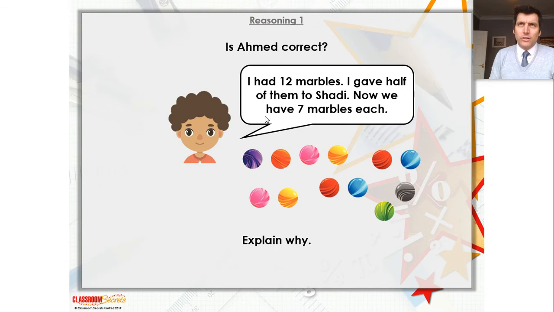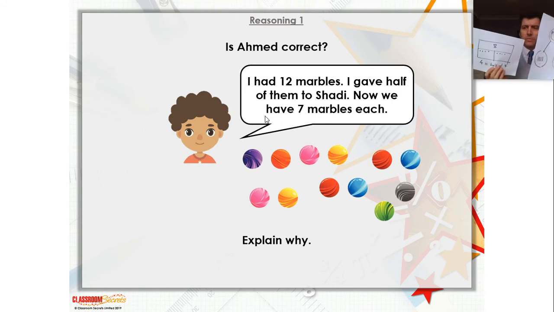Now, does 7 go with another factor to make a product of 12? I'm not sure. What do you think? Should we check? Should we check? Which way are we going to check? Are we going to use a bar or are we going to use a part-whole model?